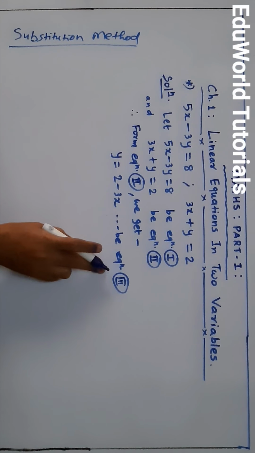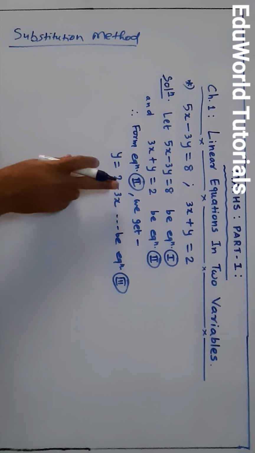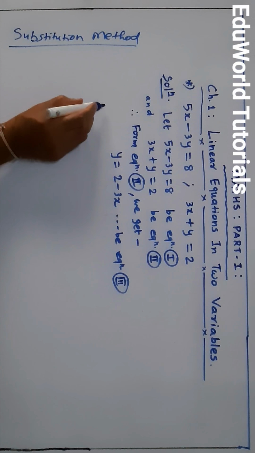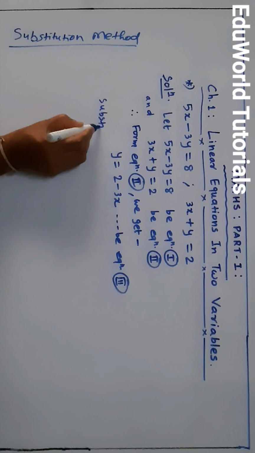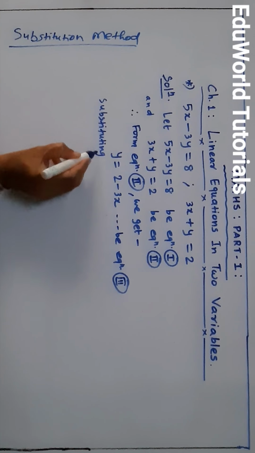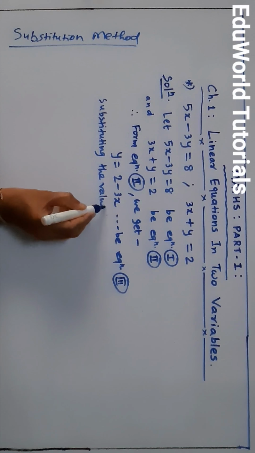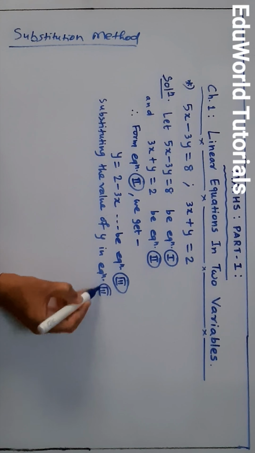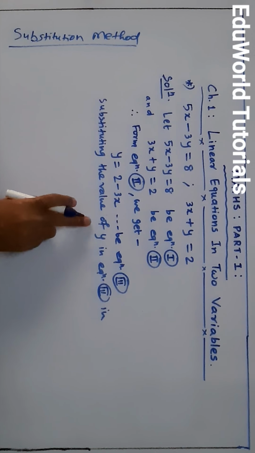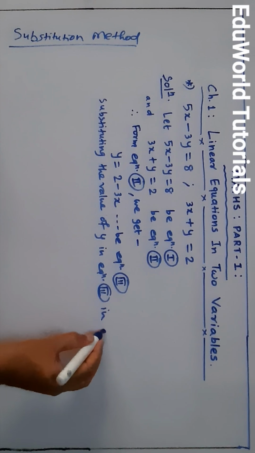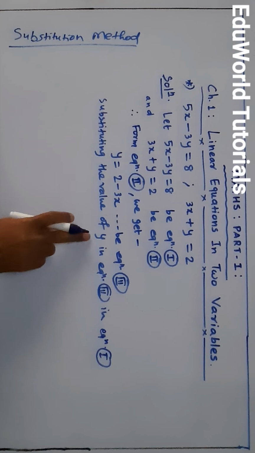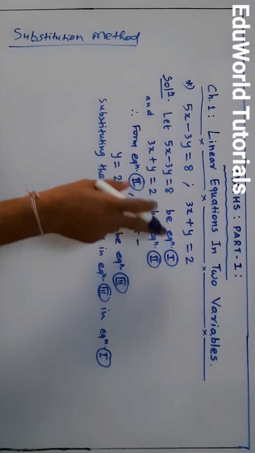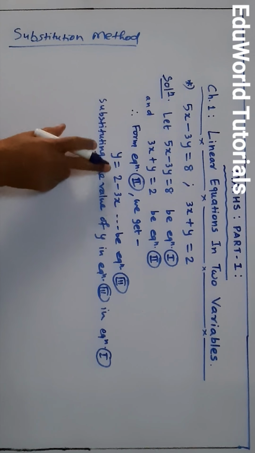Now what I do is, the value of y which I got from equation second, I will put this value of y in equation first. So what do we have to write? Substituting, see the word, substituting the value of y in equation third in equation first, means the value of y that we got in equation third I have to substitute in equation first.